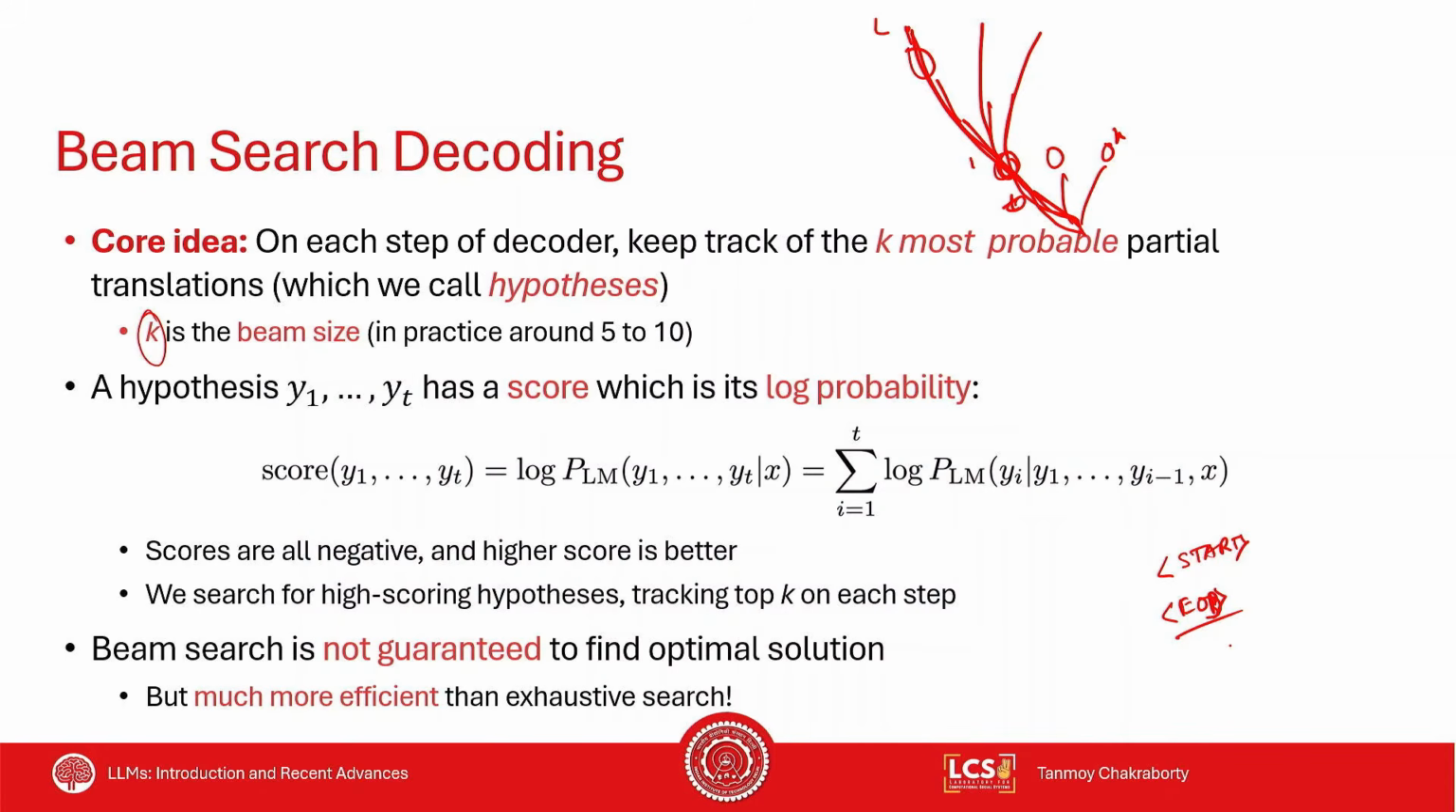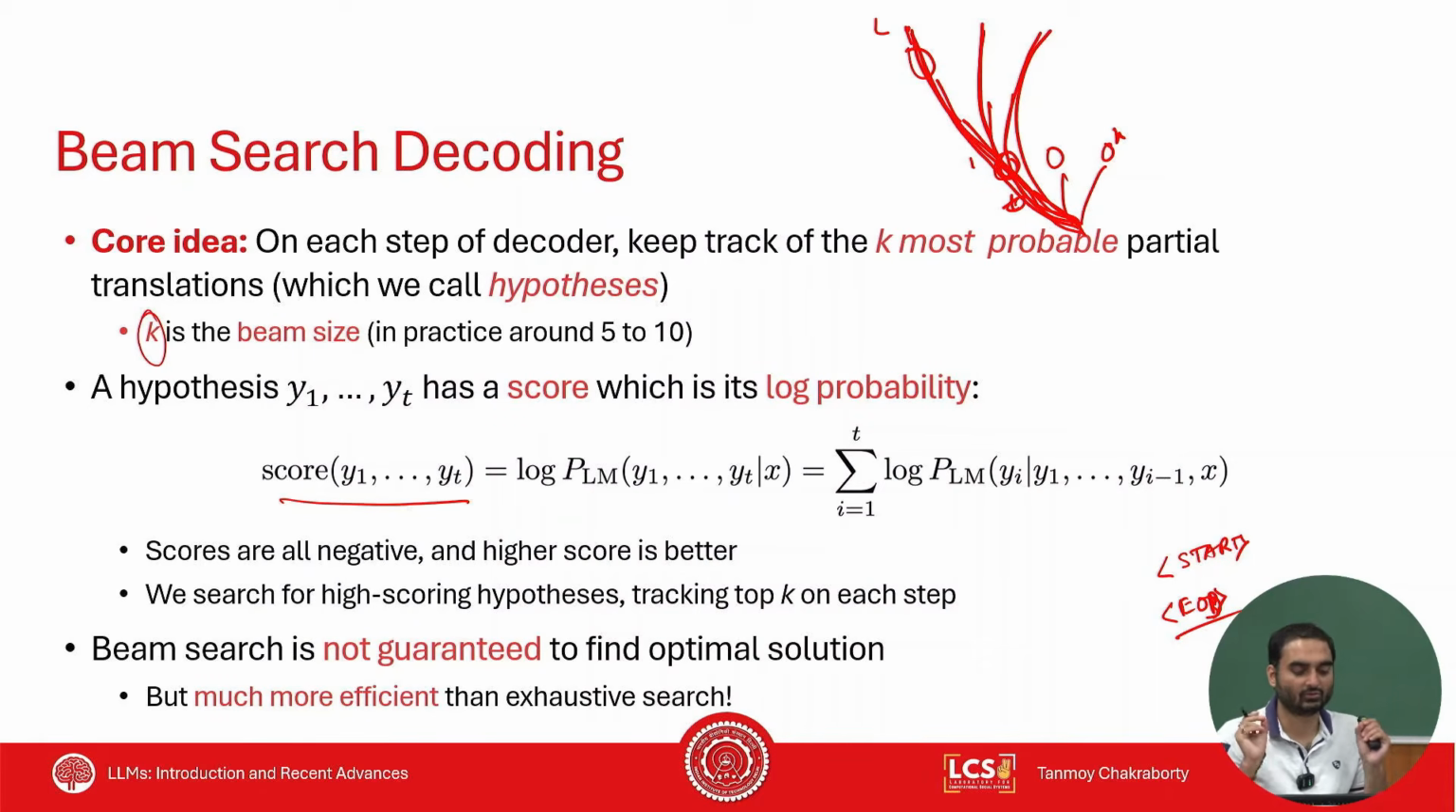So which hypothesis will I choose at the end? I will choose the hypothesis whose score is higher. And how to measure this score? The score is essentially the log probability of the sequence that we have generated so far. Clear? So two things I mentioned. One is the value of k. We decide a k, and then every hypothesis will be assigned a score.